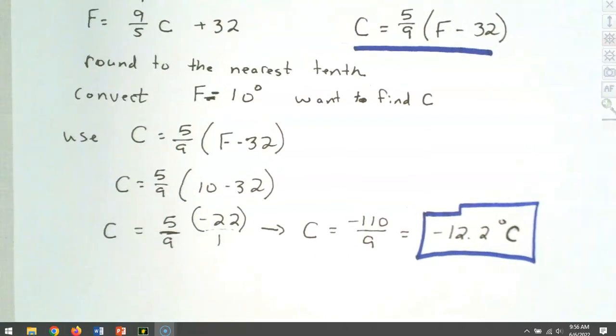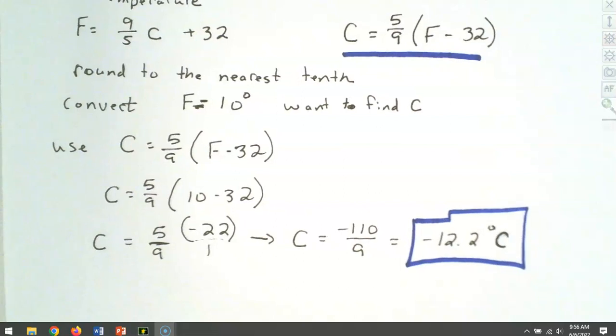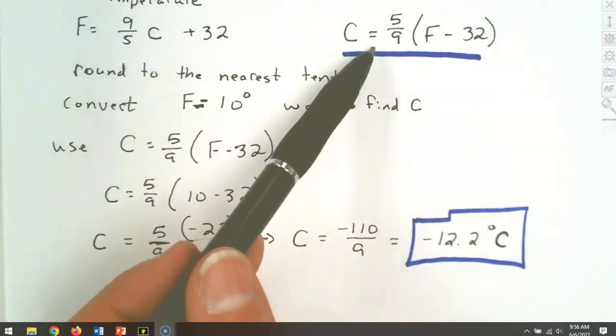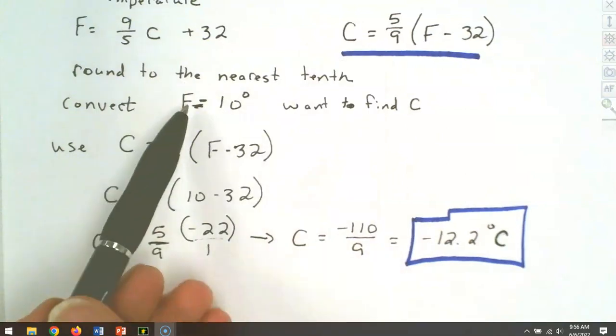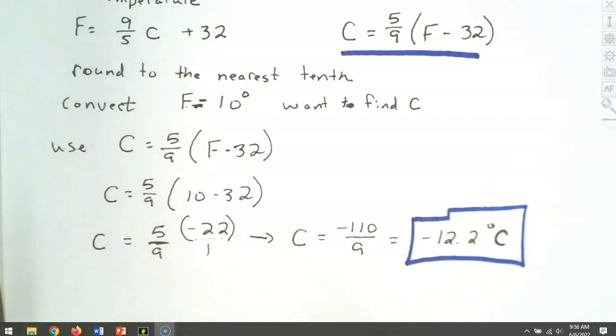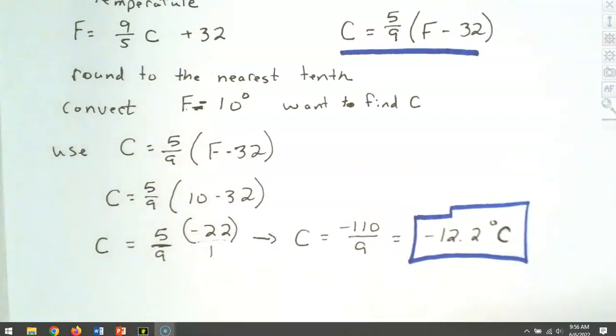So these are our two formulas. You'll either use one or the other, depending upon which one you need. So if they give you the F and you want to find the C, you use this one. If they give you the C and you want to find the F, you use this one. The one in your homework is very, very similar.